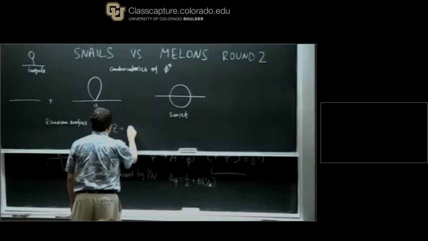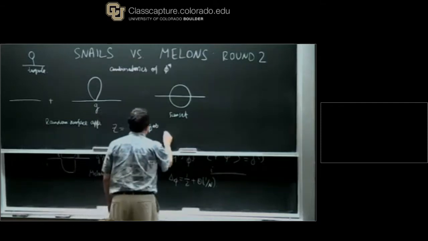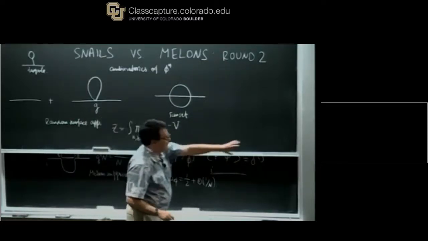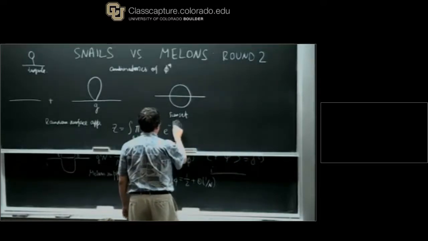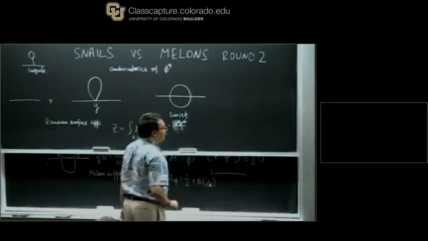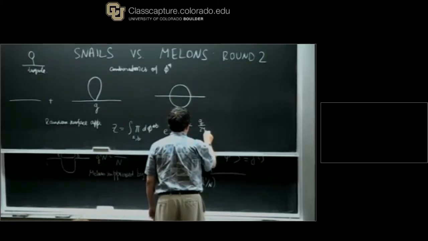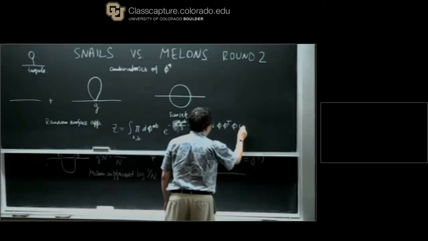So you write some partition function, which is the integral product d phi ab, product ab e to the minus V, right? And V is that single trace potential. Sorry, it will be minus phi ab squared divided by 2, just to give you the propagator. And then you'll have minus g over 24, trace phi to the fourth.